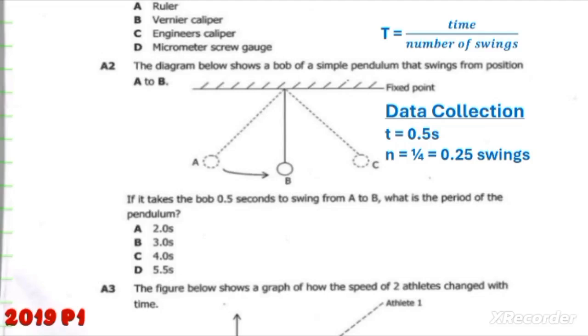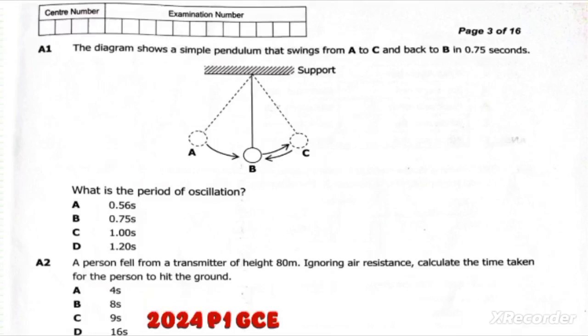Now let us come up with the period. Period is equal to the time taken, 0.5, divided by 0.25. So period is equal to 2.0 seconds. Therefore our correct answer here is A. As we can see, we are done with this question. Let us move to the next question, and this is our last question.